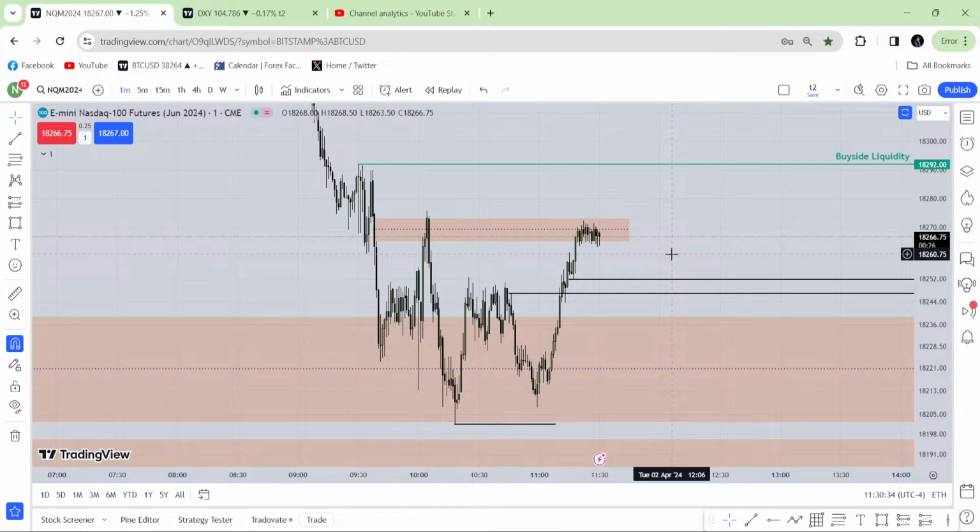I'm bullish until 1st of May 2024. I'm bullish until price reaches here. I'm bullish.